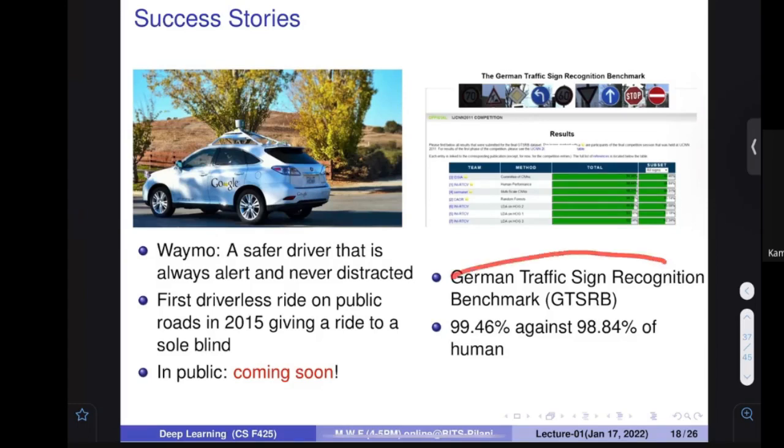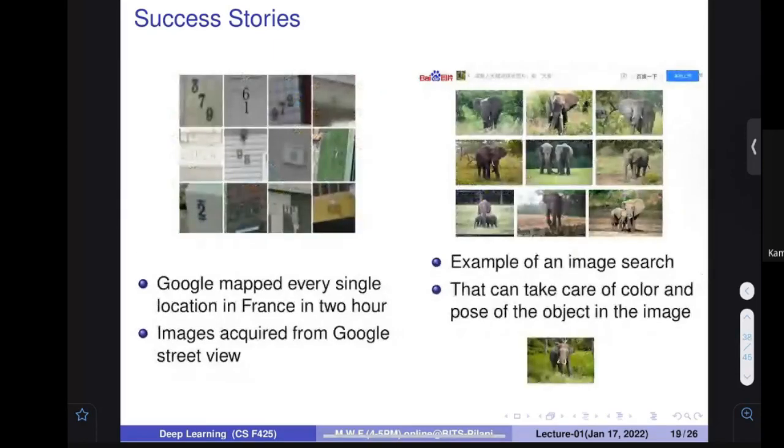German traffic sign recognition benchmark database, an old database. Now we have an accuracy of 99.46% against 98.48% for the human. So we are slowly becoming better than the human.